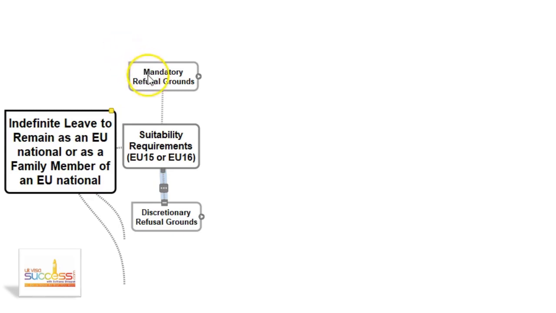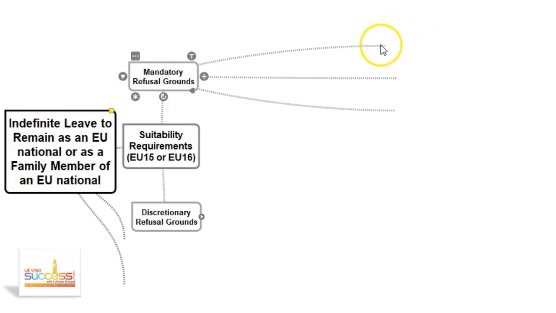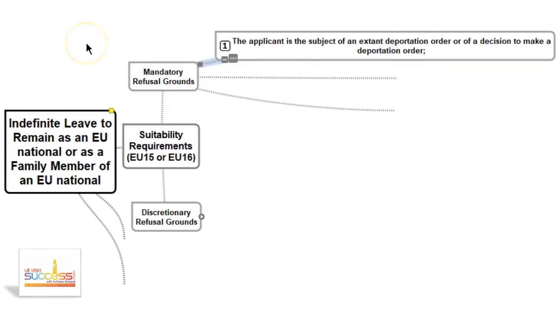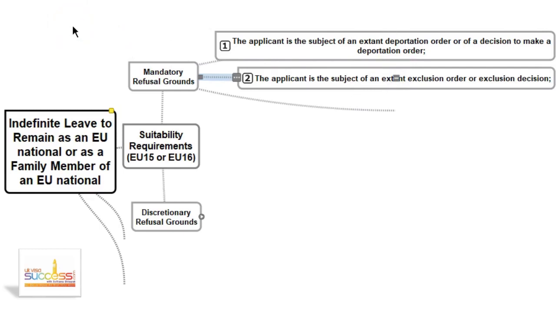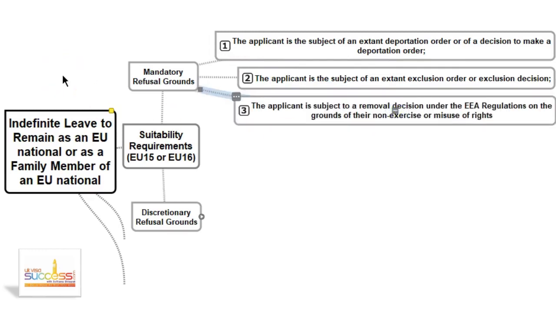Okay, which grounds for refusal are mandatory? Well, there are actually three mandatory grounds for refusal. The first one is when the applicant is subject to a deportation order or a decision to make a deportation order. The second ground of mandatory refusal is when the applicant is subject to an exclusion order or exclusion decision. And the last one is where the applicant is subject to a removal decision under the EU regulations on the grounds of their non-exercise or misuse of their rights. So basically, mandatory grounds for refusal are all about deportation, exclusion, and removal.